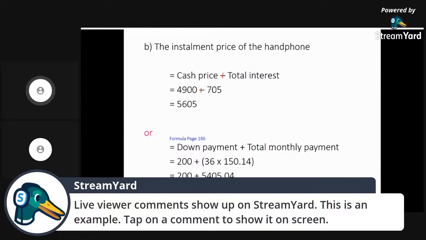plus total monthly payment. So down payment which is 200, total monthly payment is jumlah yang total yang you bayar every month tu. So you darab dengan 36 sebab dia nak total. So you get the same answer.